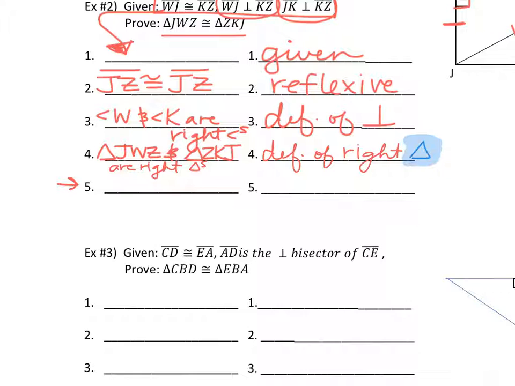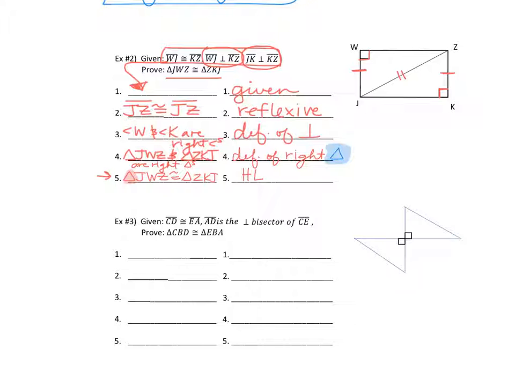All right, so we've proved we have two right triangles. We've proved we have two congruent corresponding legs, and we've proved we have two congruent hypotenuses. So for the last step, we can say what they asked us to prove. Triangle JWZ is congruent to triangle ZKJ by what? HL. Okay? And you can see that in your triangle. Right angle, congruent leg, congruent hypotenuse. That's HL.